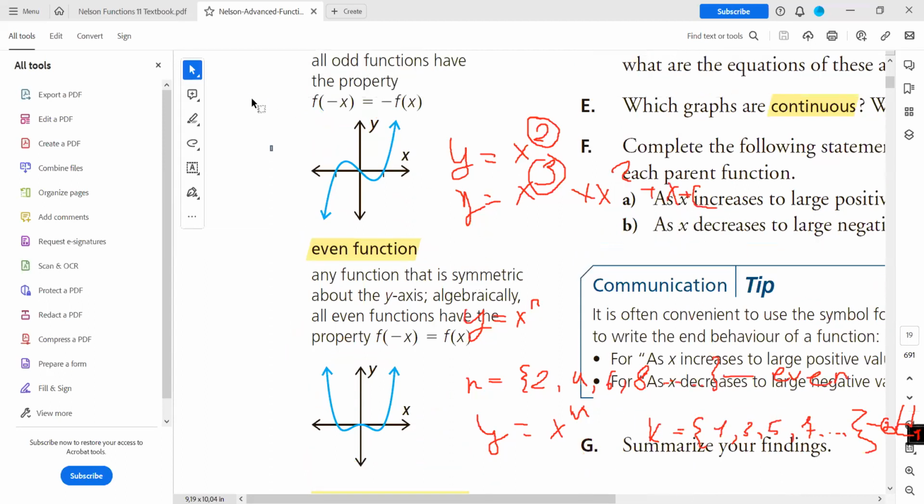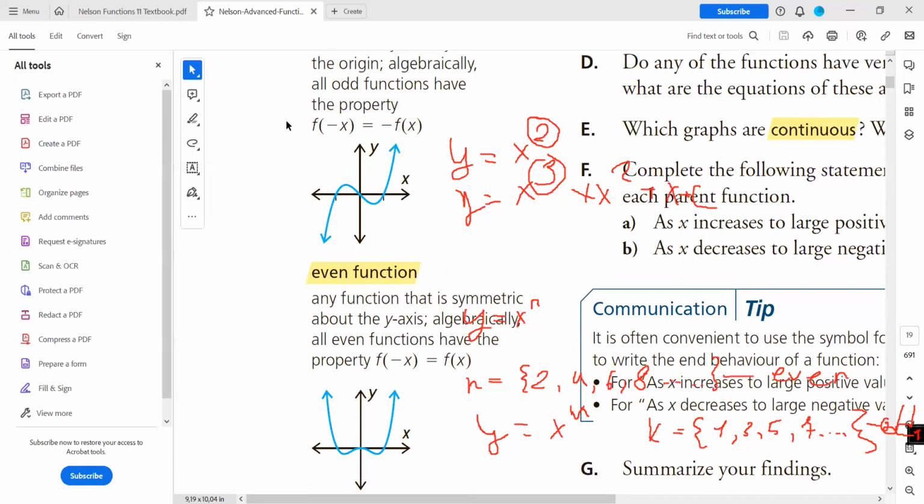So you see, even functions have an end behavior the same on both ends, and odd functions have an end behavior opposite on both ends. As well, you have to write this property of even and odd degree functions, that f of minus x equals negative f of x for odd degree, and for even degree, f of minus x equals f of x. Please write down this notation. Let me know once you finish.